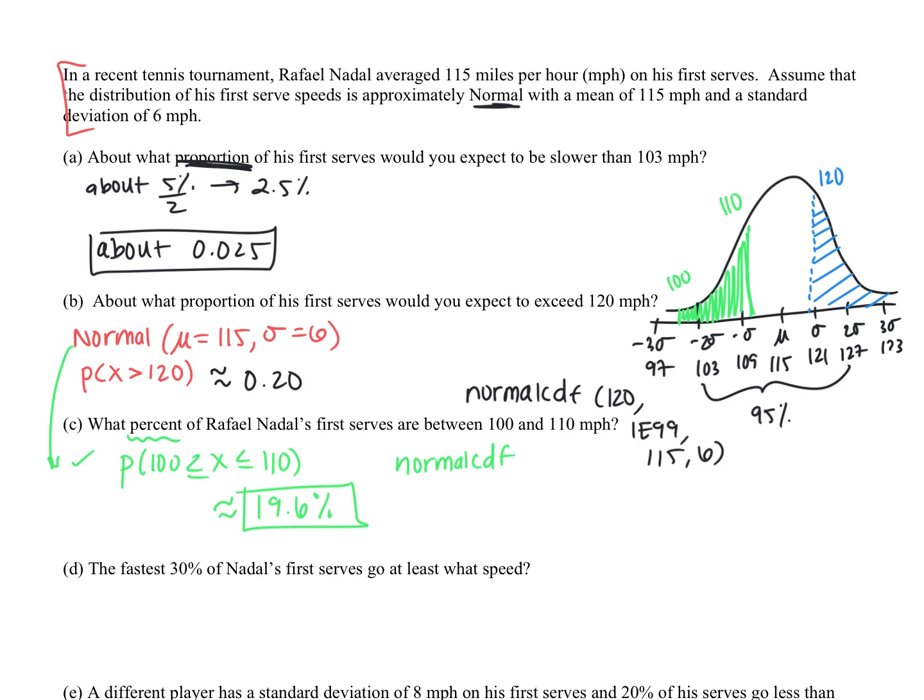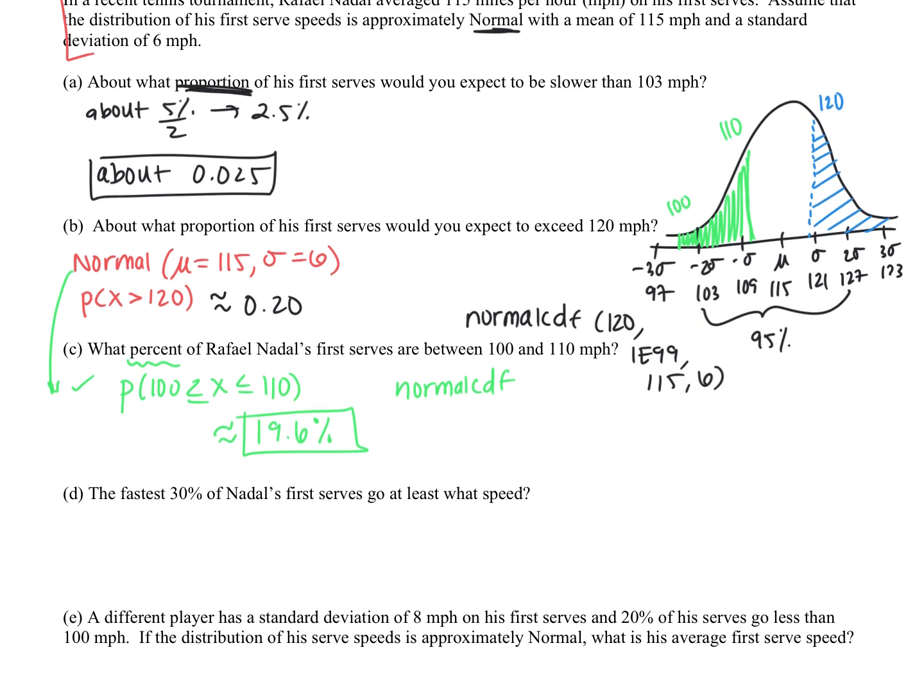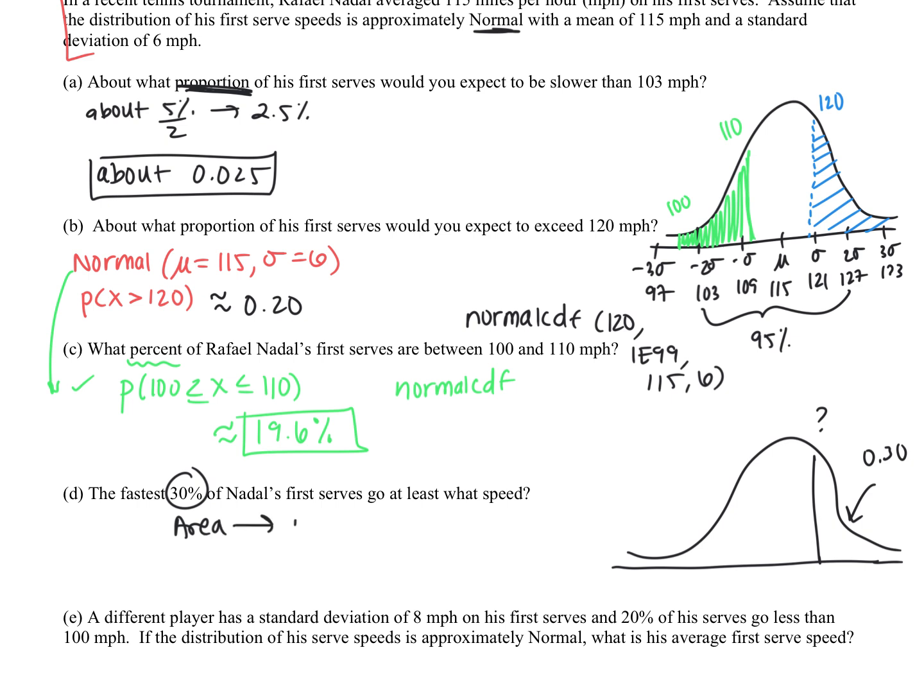Okay, next up, the fastest 30% of first serves go at least what speed? The fastest 30%. So what we're looking for is something like this, where we have some number here, who knows what that number is, where this area is 30% or 0.3. This is where students sometimes get confused. Anytime, like this one, where you are given an area, you are going to use inverse norm instead. You are going to use inverse norm because you have an area and you're looking for the number that goes along with that area.